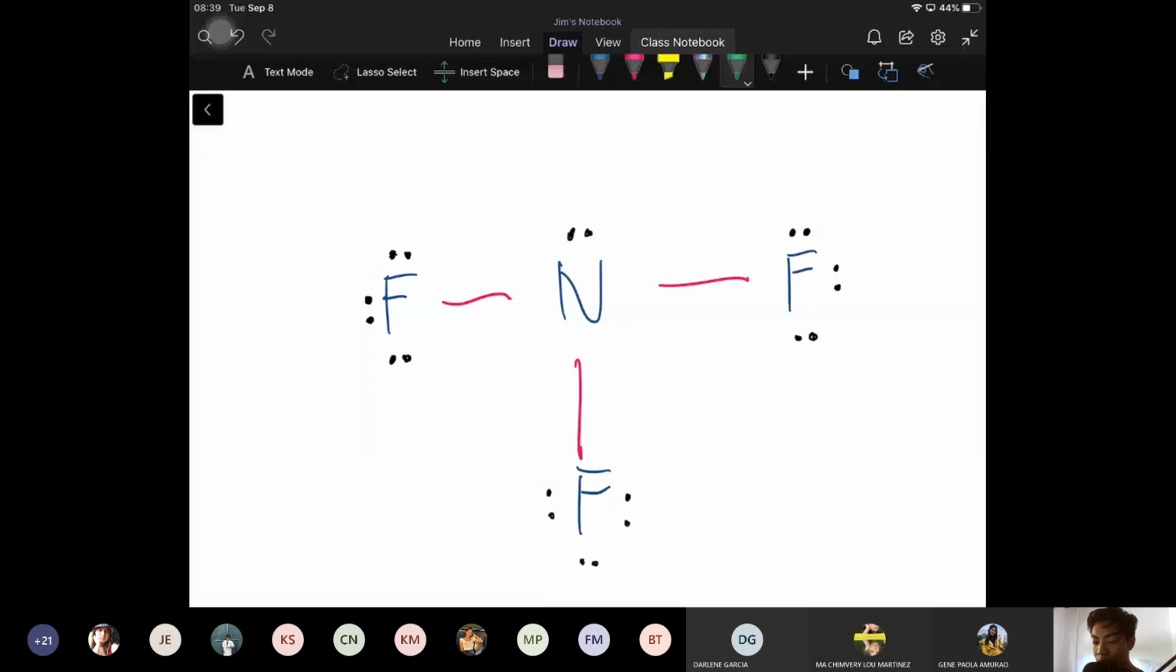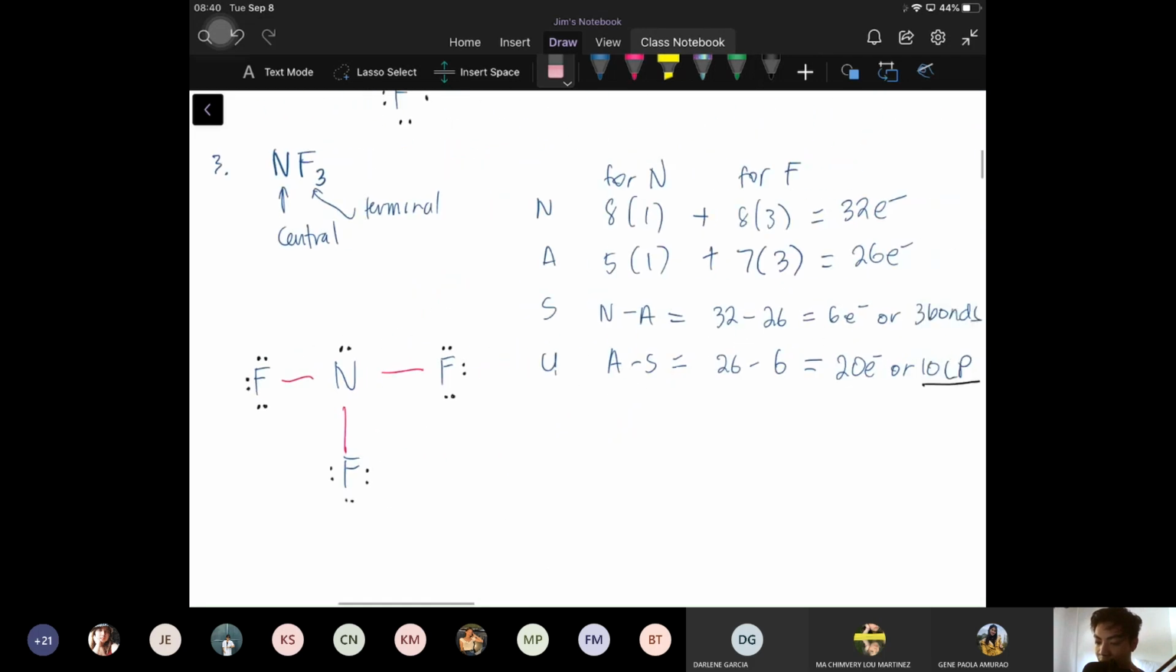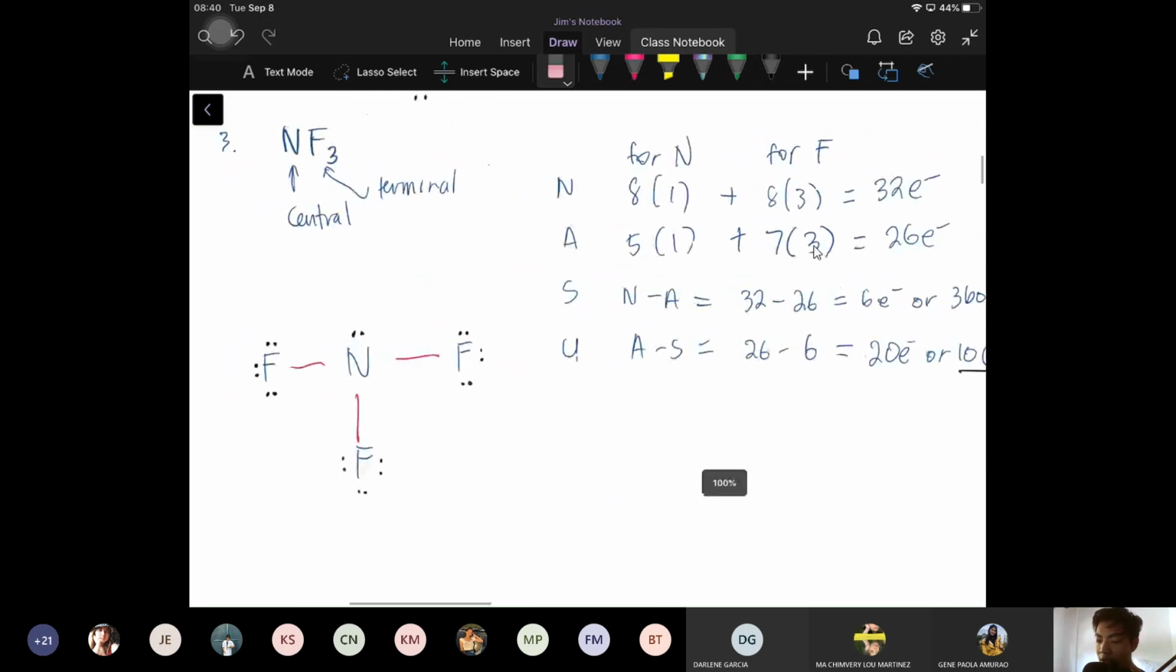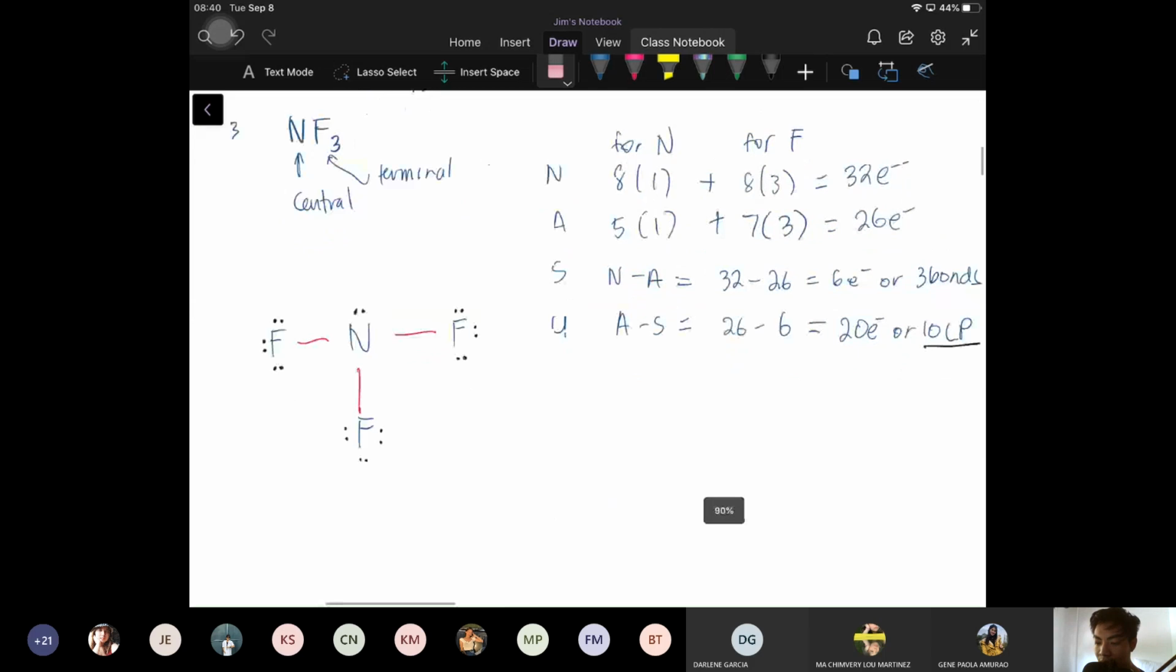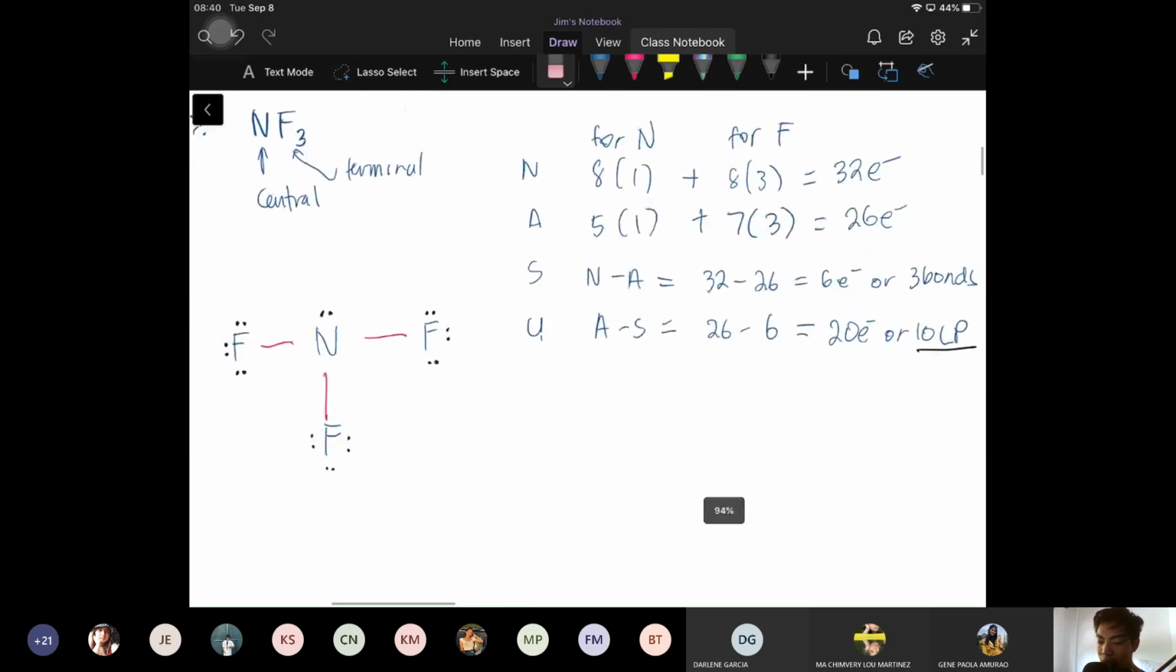So, to do that, you draw a border encompassing the ends of the bonds. Hanggang dulo ng bonds. So, how many electrons are enclosed? 2, 4, 6, 8. Okay, so we already followed the octet rule for nitrogen and fluorine. So, that means we're done drawing the Lewis structure for NF3. So, ganyan lang.